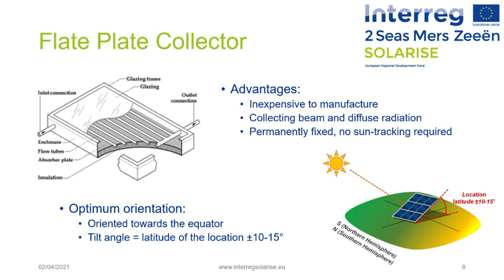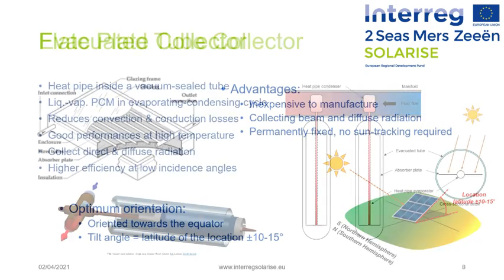The collectors should be oriented directly toward the equator, facing south in the northern hemisphere, or north in the southern hemisphere. The optimum tilt angle of the collectors is equal to the latitude of the location, with an angle variation of more or less 10 or 15 degrees depending on the application. For example, if the application is hot water production, the optimum tilt is latitude plus 5 degrees to have relatively better performance during winter time when hot water is mostly required.